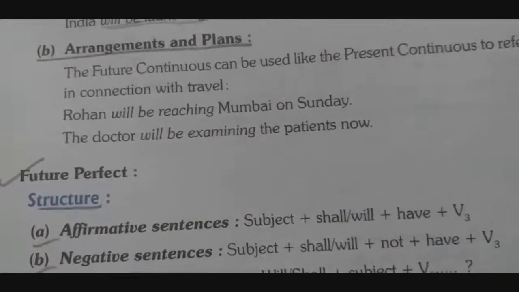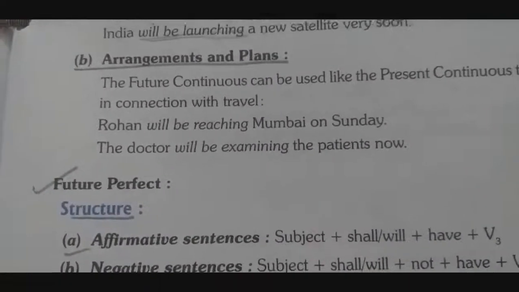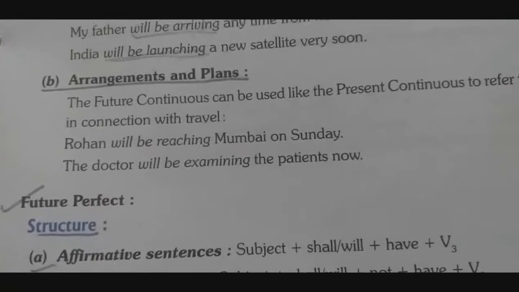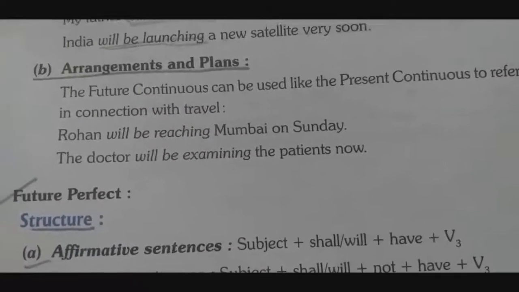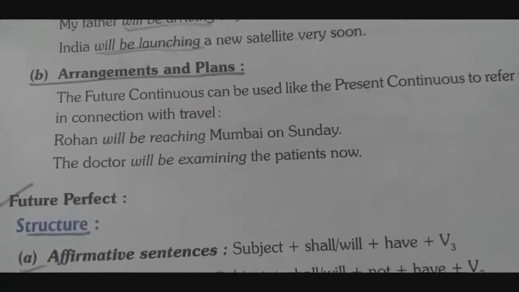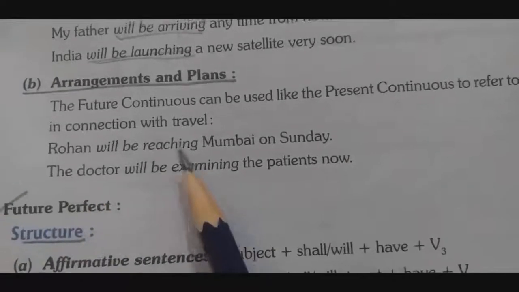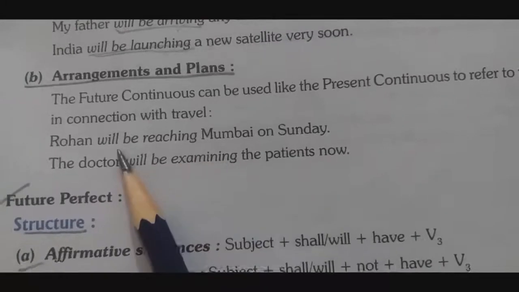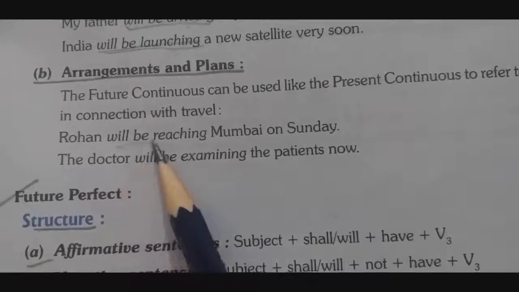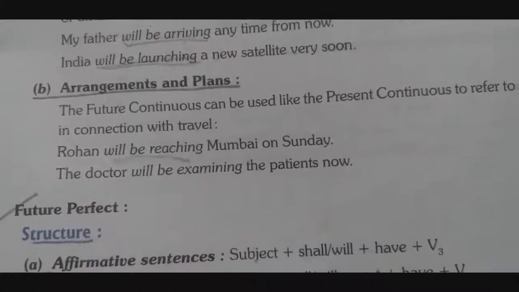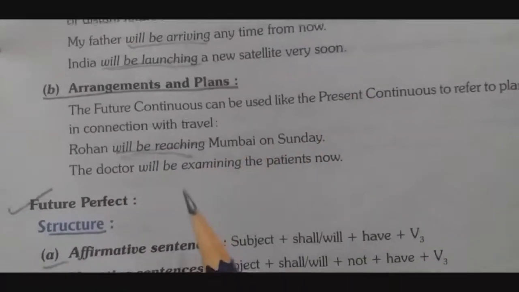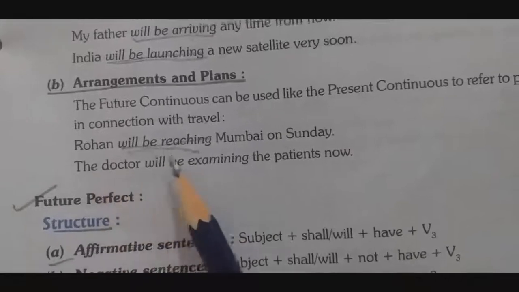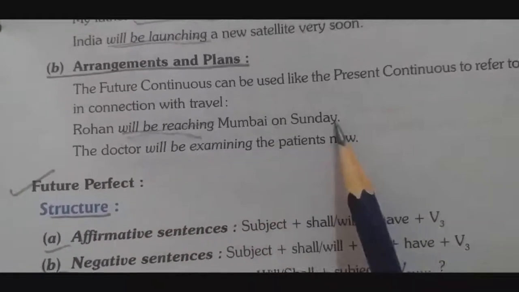That means my brother Rohan, he has started for Mumbai yesterday. Okay, and when will he reach? वो कब पहुँचेंगे? कल. On Sunday. Rohan will be reaching. Okay, so will be reaching shows arrangements and plans. Arrangements and plans in future. Rohan will be reaching Mumbai on Sunday.